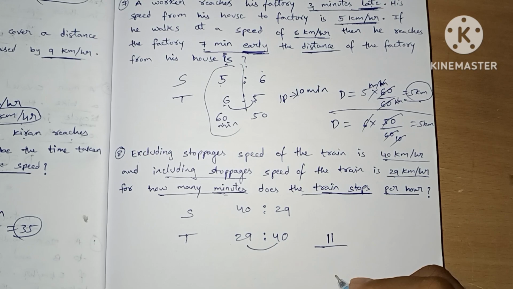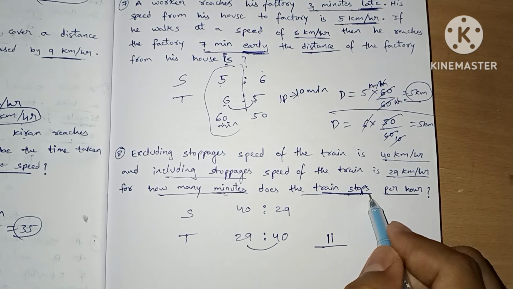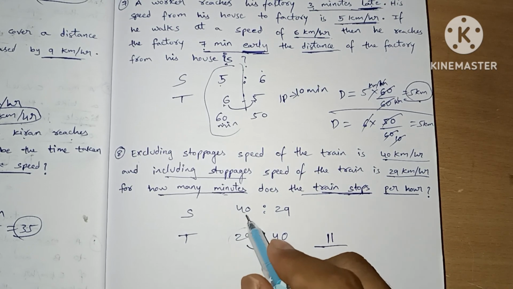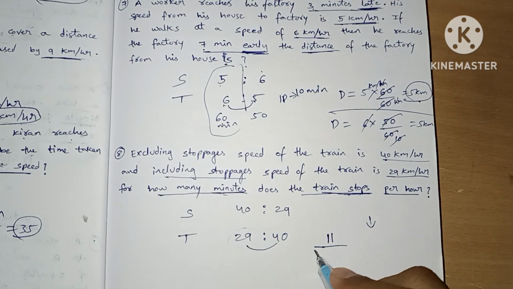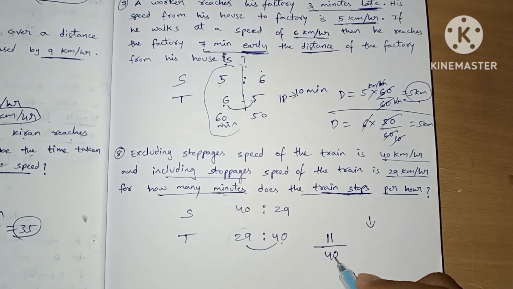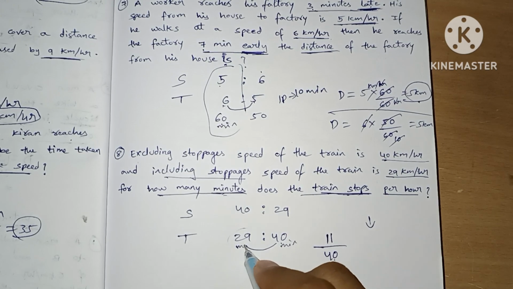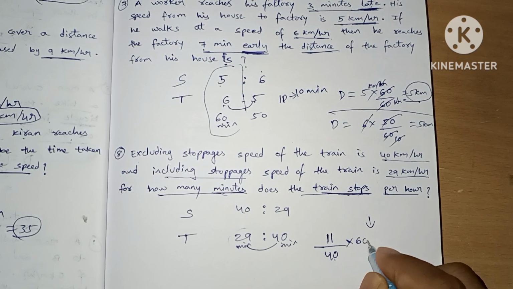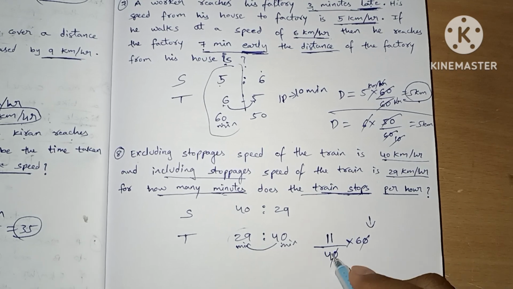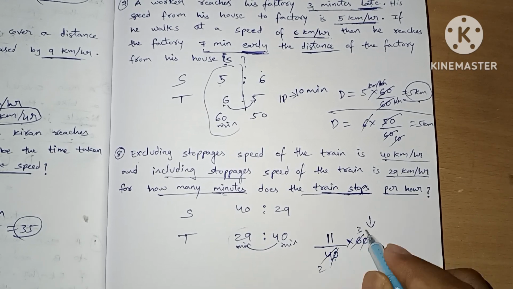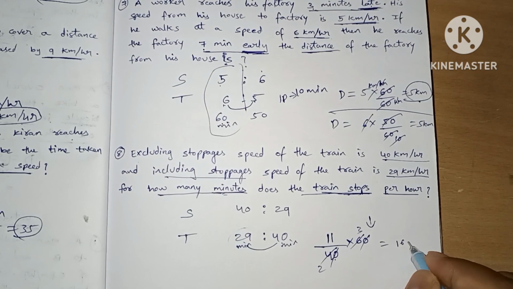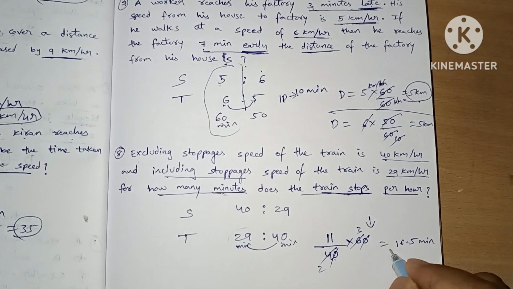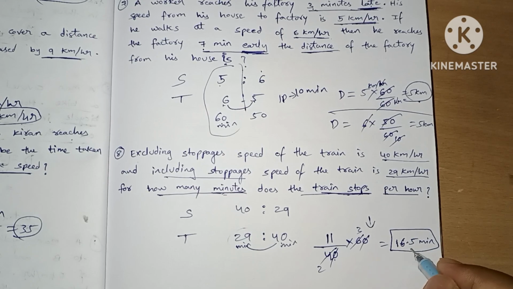Asking about the train stops means we take the difference between these two, which will be 11 parts. 11 divided by 40, because when it stops the speed decreases, and speed decreases means we take the higher value in the denominator. These are in minutes, so we need to multiply by 60 to get hours. The zeros cancel, 2 times and 3 times. 33 divided by 2 means 16.5 minutes. So for an hour it stops for 16.5 minutes.